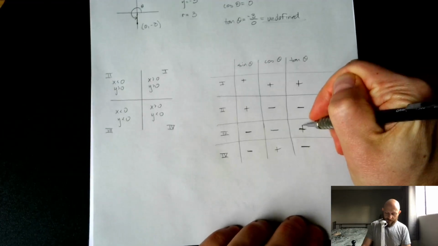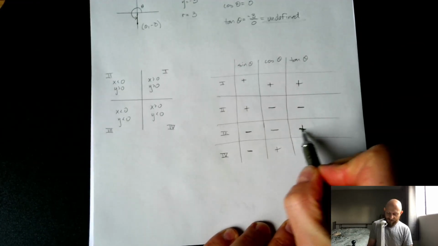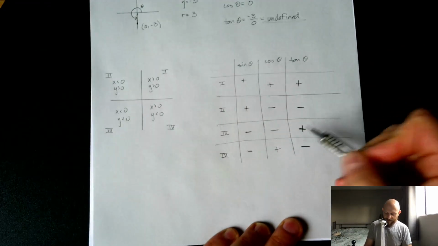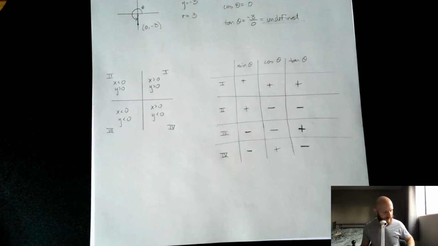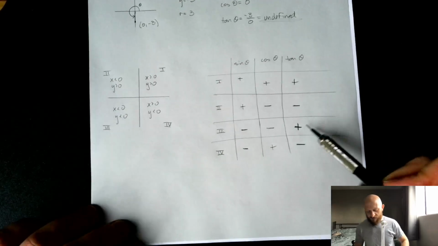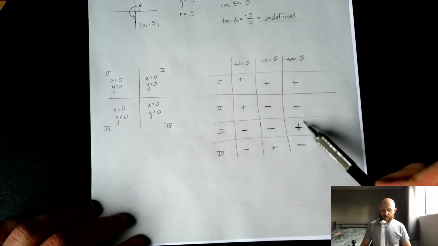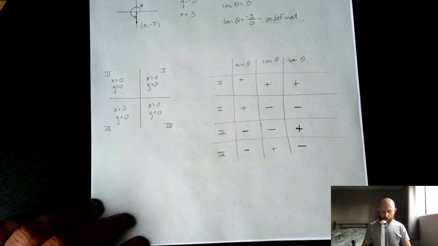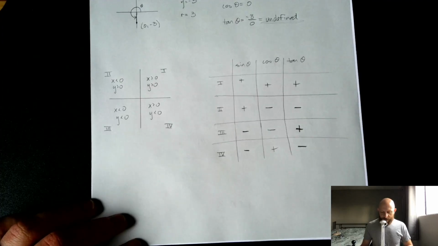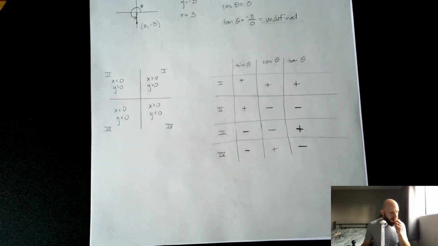Whoops. Did I say negative there? Negative over negative in quadrant 3 is positive. I can't remember if I either said it wrong or wrote it wrong, maybe both. In either case, tangent is positive in quadrant 3. Yep. Okay, so there is that.